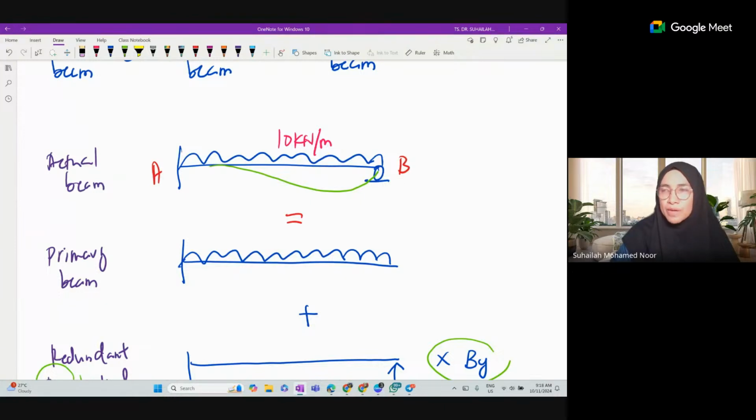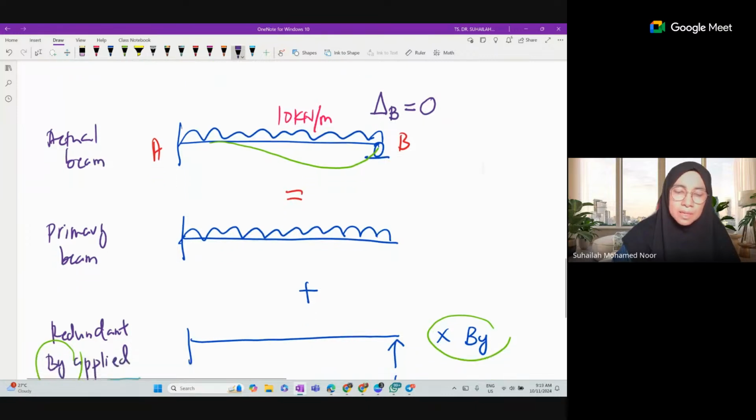We focus at B. So at B, in the actual beam, delta at B equals to, roller means deflection is 0. So at B, delta B equals to 0. That occurs in the actual beam.